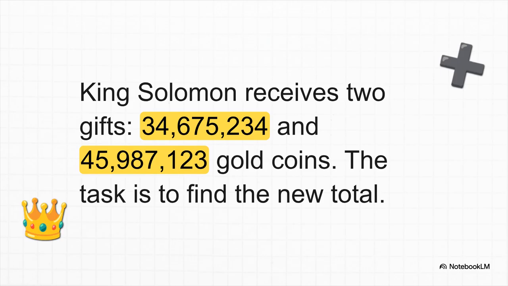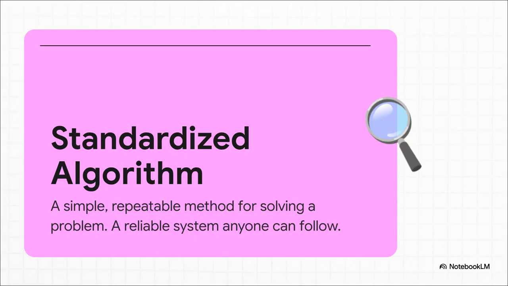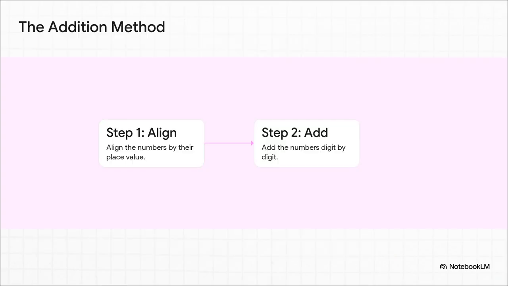It's brilliant. Now, before they even solve it, the lesson introduces this key idea: the algorithm. It sounds kind of complex, but it's really just a simple, repeatable method, like a recipe. The message is so powerful. You don't need to be a genius to solve this. You just need a reliable system that anyone can follow. And here is that system.